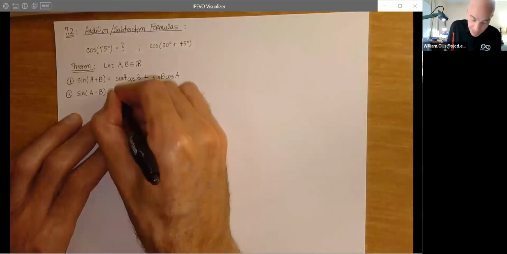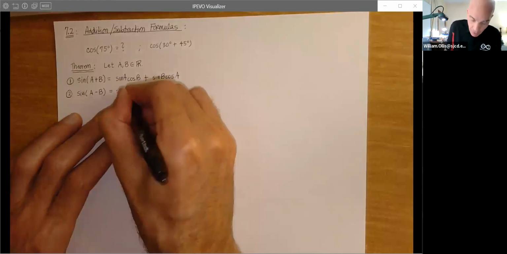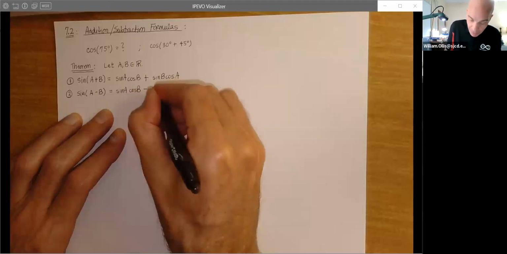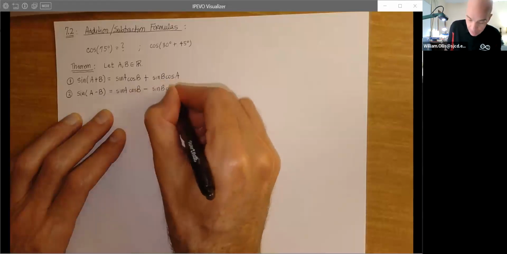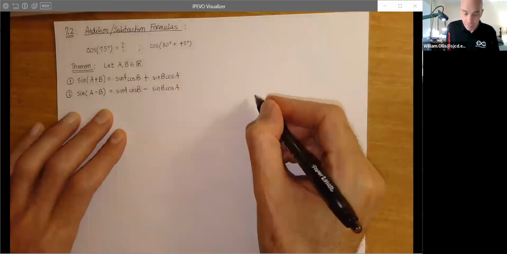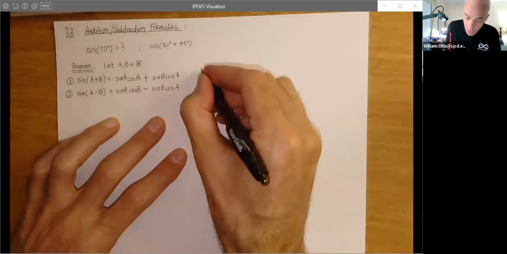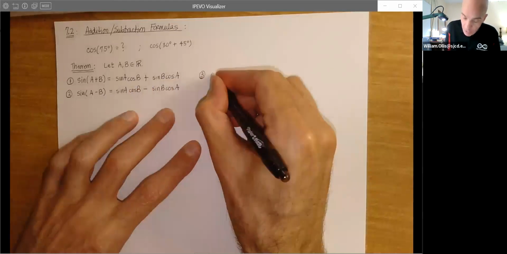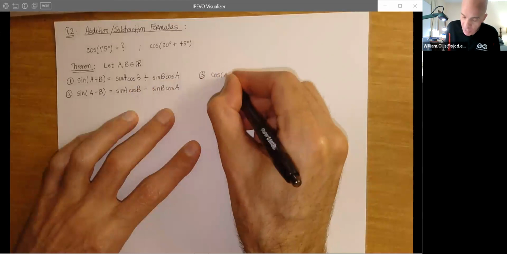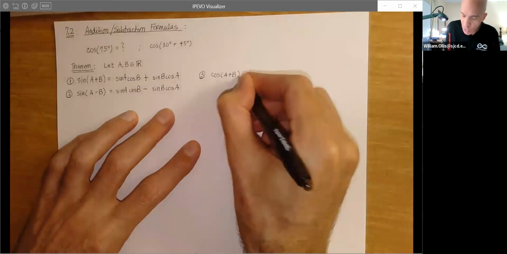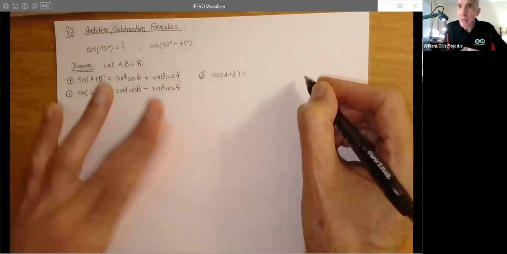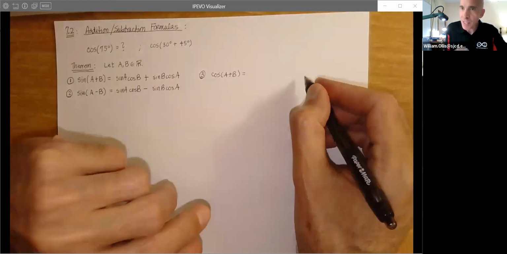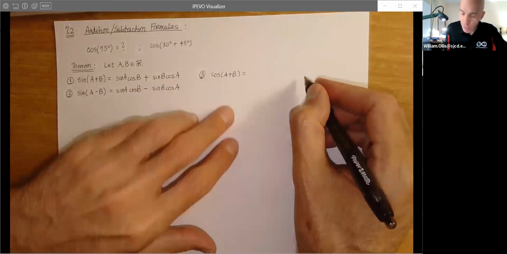So this will be sine A cosine B, now with a minus sine B cosine A. Now I'm just going to go ahead and put 3 over here. We'll have the cosine of a sum. That's the one we're going to prove. It's real easy to prove just using the unit circle and basically the congruent arcs subtended by congruent chords. That's an argument we've used before and very, very simple.